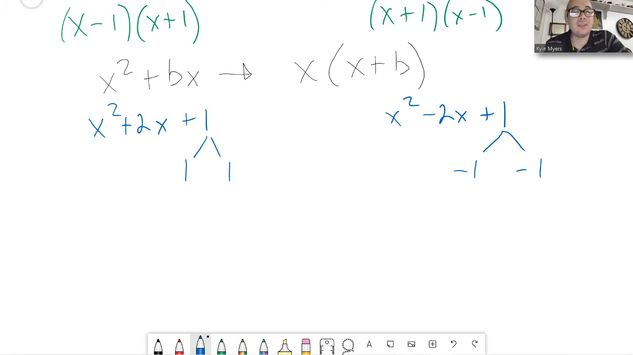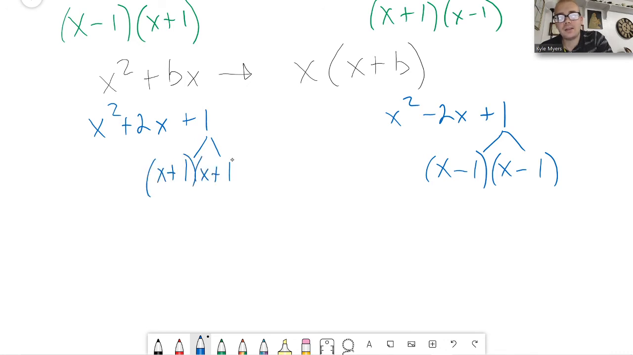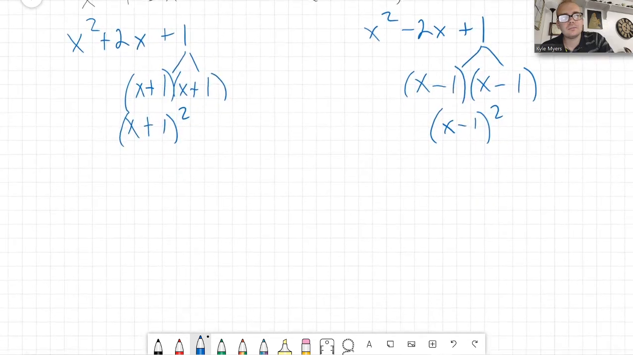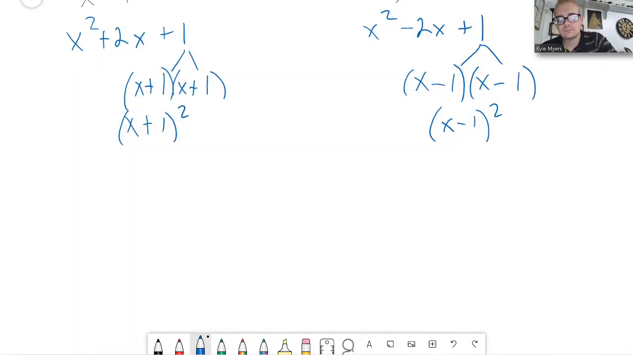Negative times a negative is a positive. Fun facts. And then, of course, I can write this as x plus 1 quantity squared, or x minus 1 quantity squared. Next we have 2. That was it, by the way, for the ones, because 1 is 1 times 1.